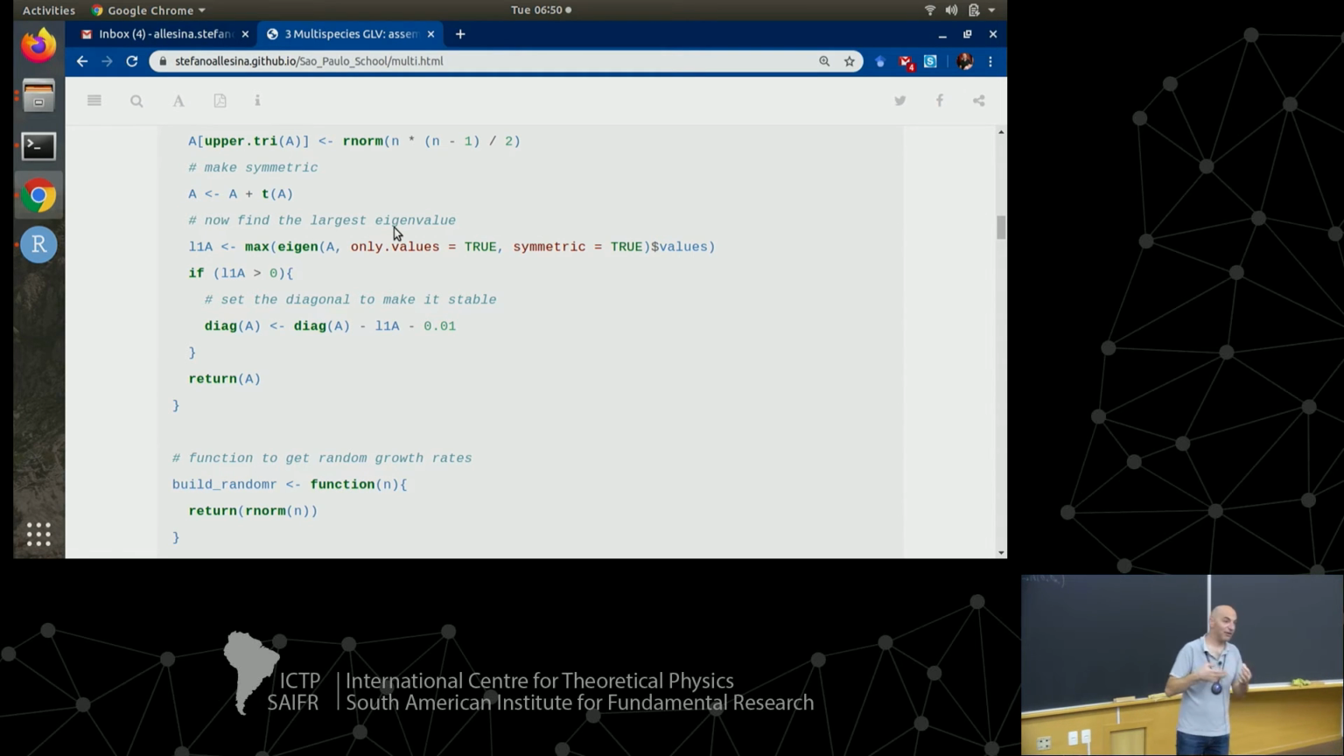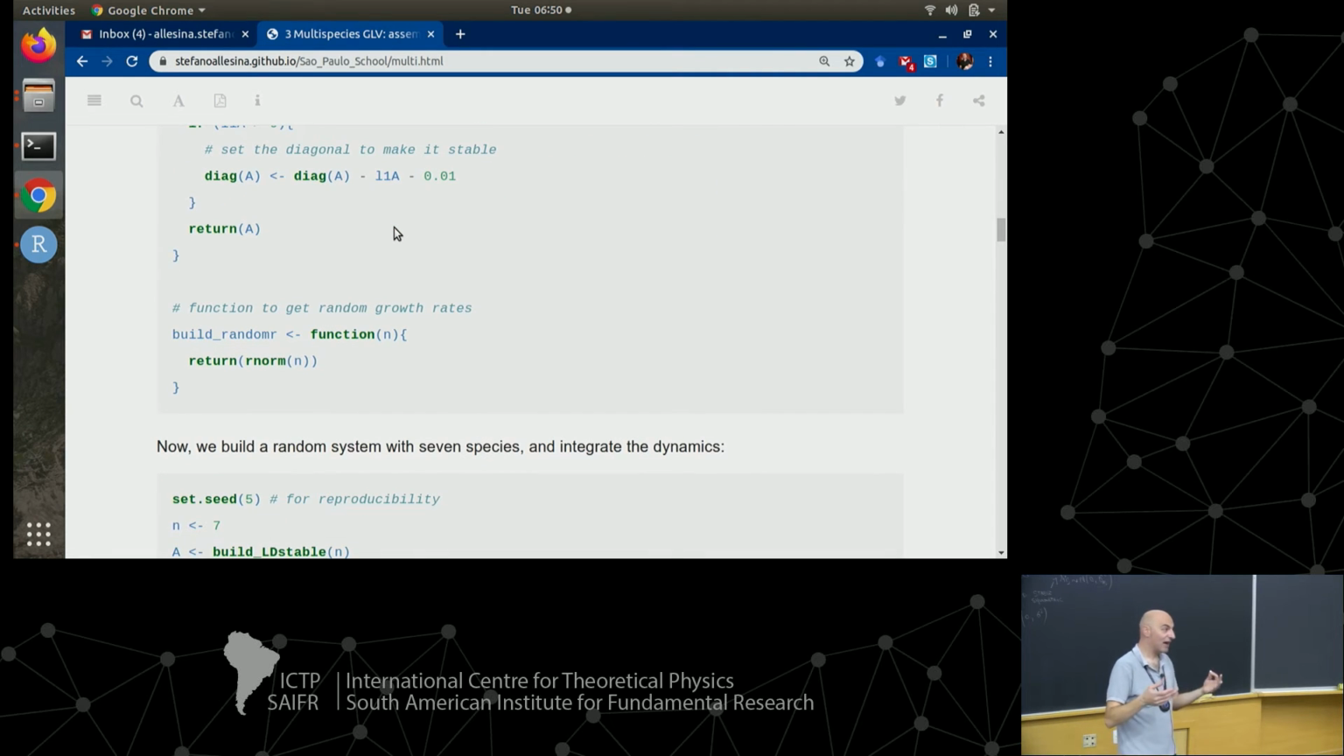To make this stable, the simplest way is to just put some sort of constant on the diagonal that makes it stable. So we compute the eigenvalues of this matrix, take the largest, and make the diagonal negative and slightly larger than that. I put like that plus 0.01, right? So it's barely stable. That's how we define, for example, these types of matrices.